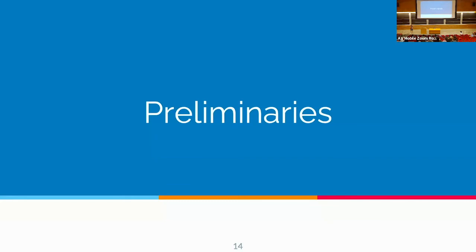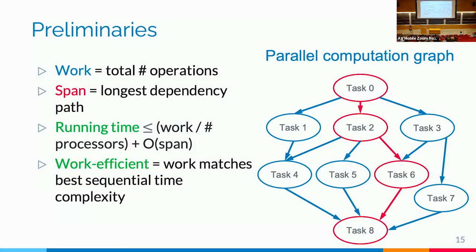If you caught Vahab's talk yesterday, he briefly mentioned the work-span model. So here it is again. We use the work-span model of computation for describing the theoretical guarantees of our parallel algorithms. On the right here, we have a parallel computation graph that shows the dependencies between different parallel tasks. The work is the total number of operations, or the total number of nodes in this graph. And the span is the longest dependency path, or the longest directed path in this graph.